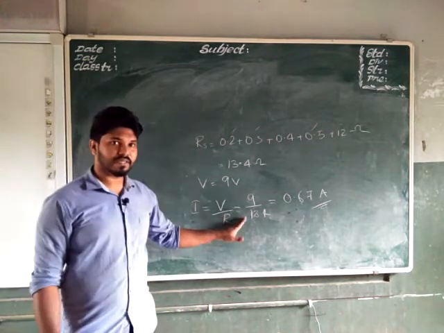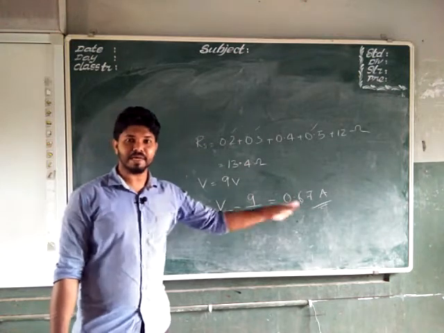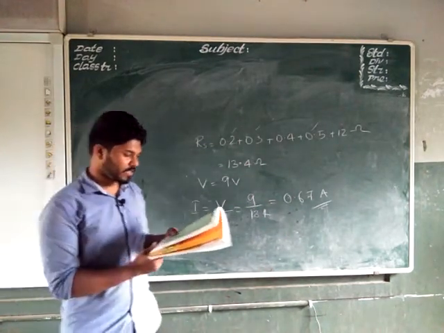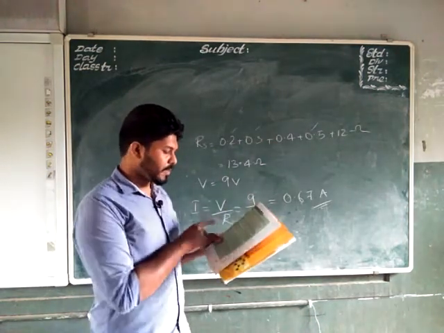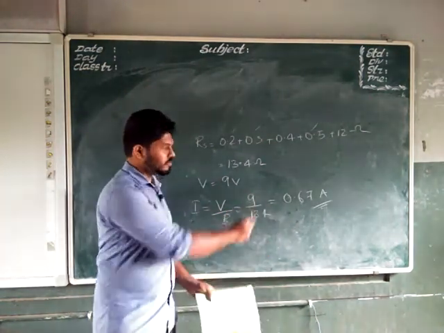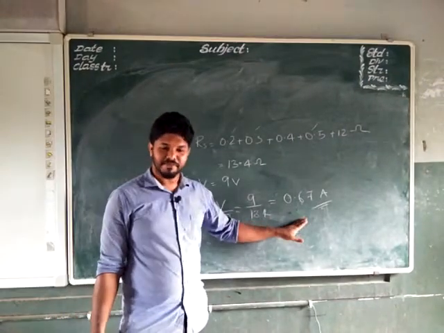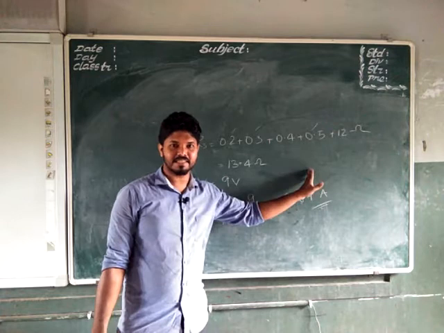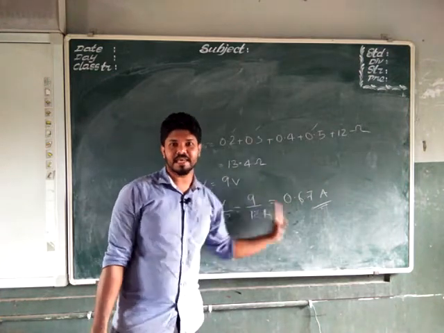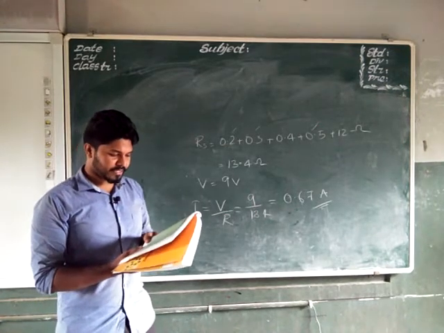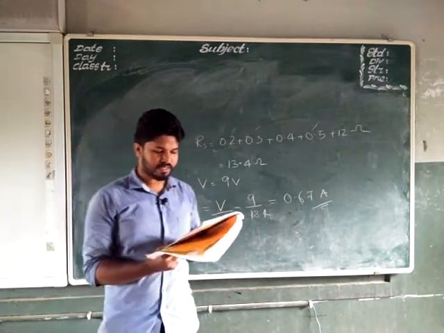And this is the total current flowing through the circuit. The same current flows through the 12 ohm resistor also. That is the answer you have to write. Current passing through the 12 ohm resistor is equal to 0.67 ampere. Why is it the same current passing through them? When the resistors are connected in series, the total current in the circuit is the same. That is the answer.